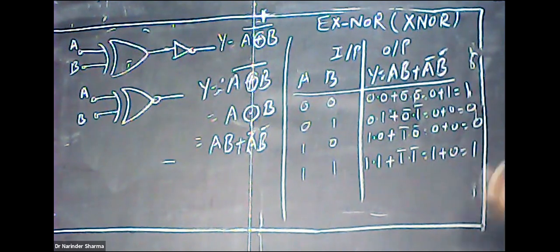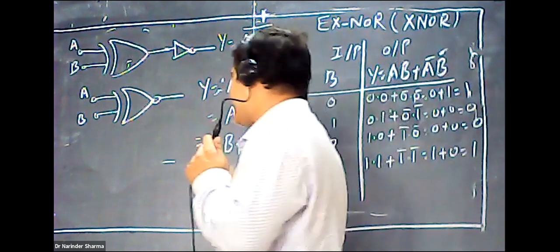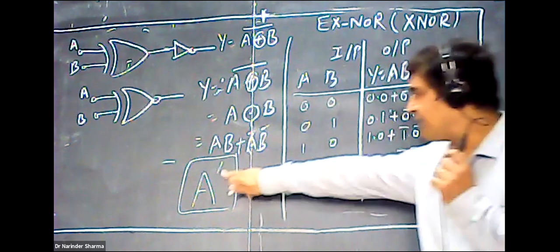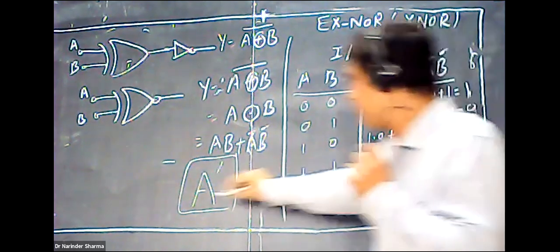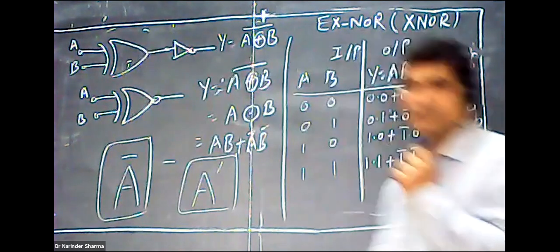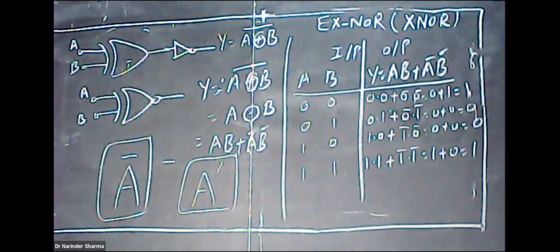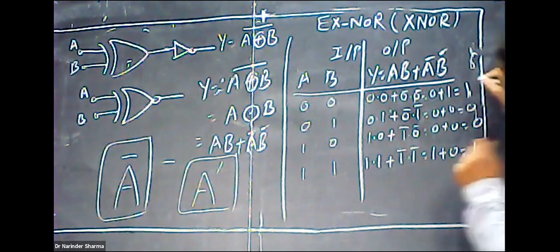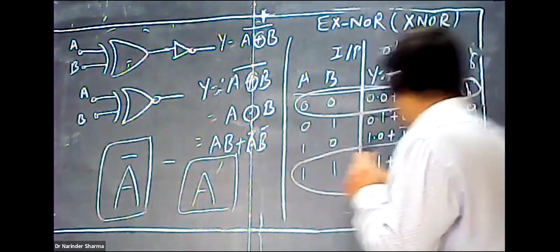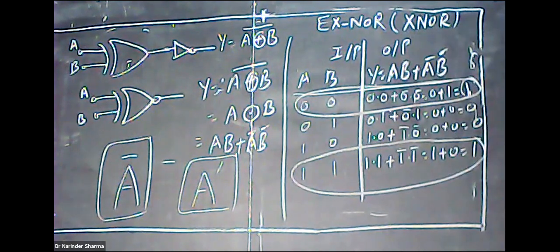Some books also write the bar as a dash. You have to remember this: a dash or a bar, it is one and the same thing. So here what you have concluded is that the output is high in the first and third cases.